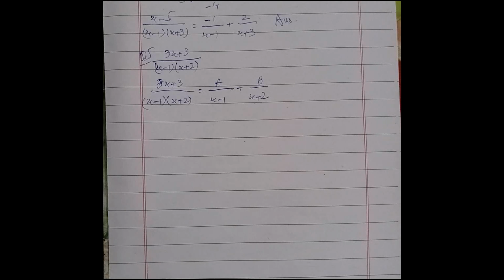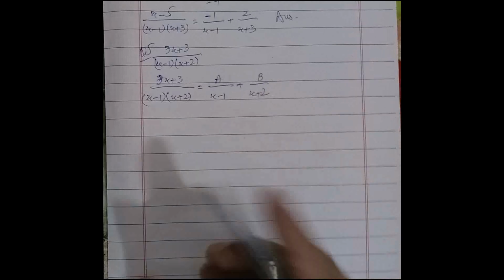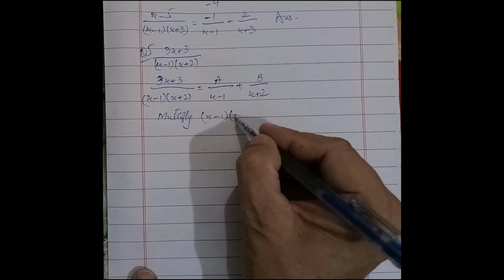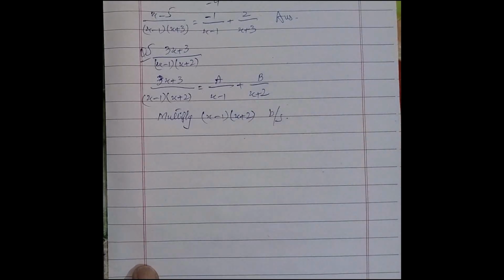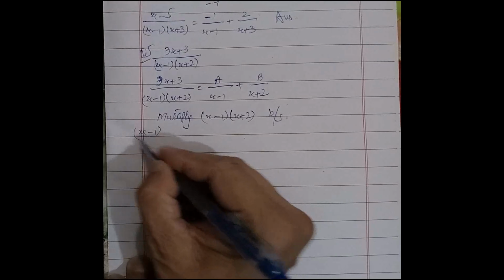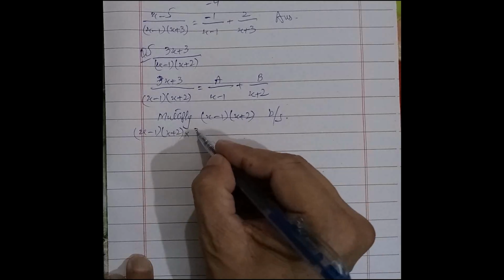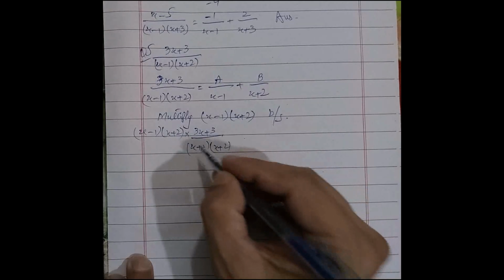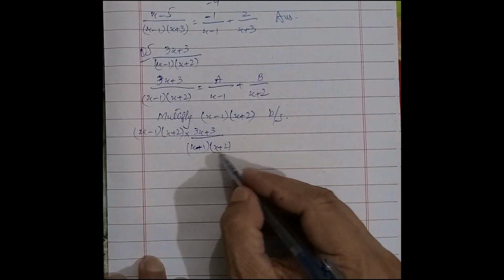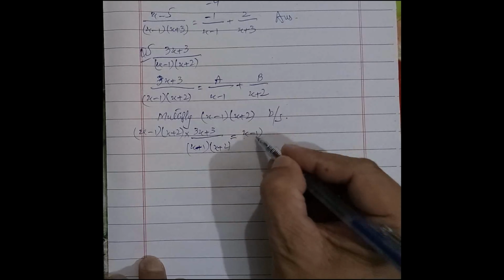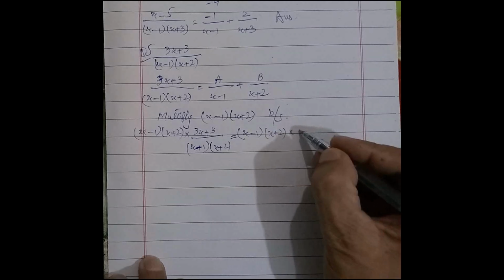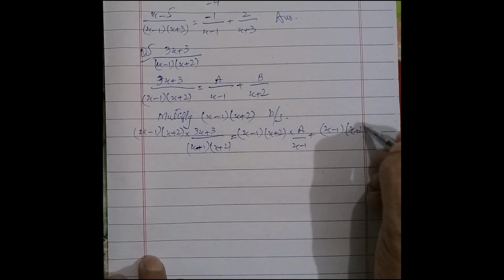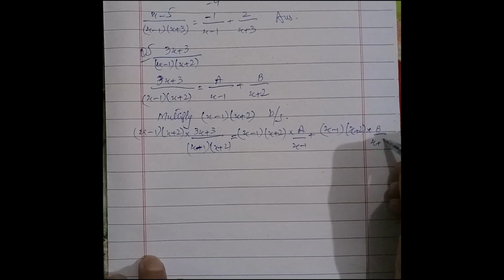And next we multiply both sides by x minus 1 into x plus 2. We get x minus 1 into x plus 2 multiplied by 3x plus 3 over x minus 1 into x plus 2 is equal to x minus 1 into x plus 2 multiplied by a over x minus 1 plus x minus 1 into x plus 2 multiplied by b over x plus 2.